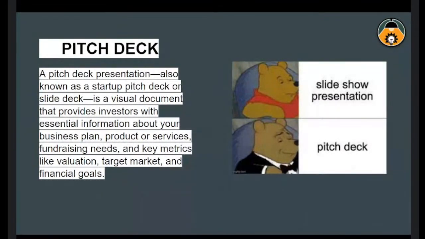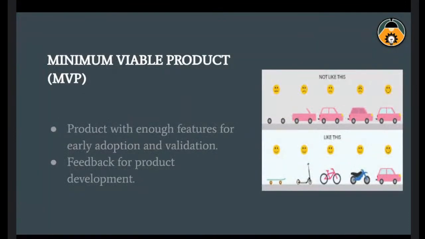Moving on, the next term is MVP, a minimum viable product. It's a version of a product with just enough features to be usable by early customers who can then provide feedback for future product development. Kind of like thinking big, but delivering in small, functionally viable increments. Hope that's clear.